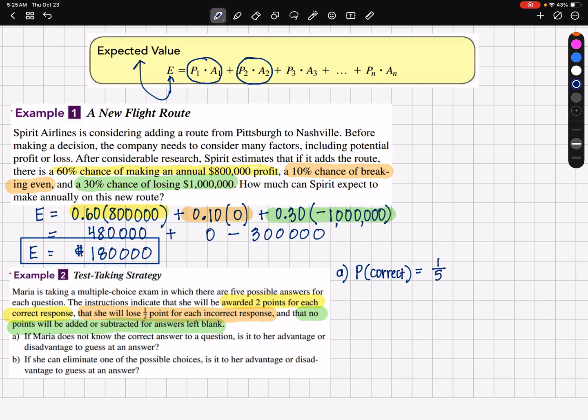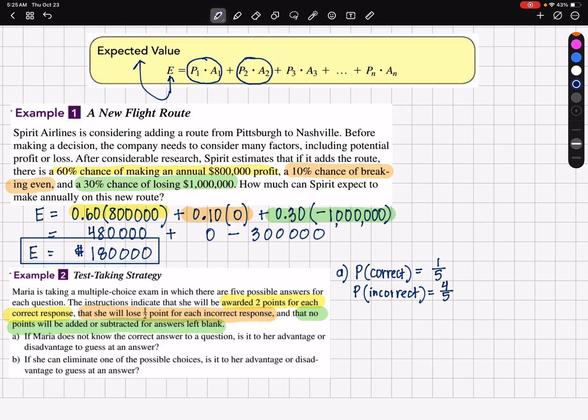So she does not know the answer and she just guesses. The probability of her guessing correctly is 1 out of 5. Now, the probability that she answers incorrectly is 4 out of 5. So if the probability of her guessing correctly is 1 out of 5, the other 4 would be the wrong answers. So that would be 4 out of 5 chances that it's incorrect.